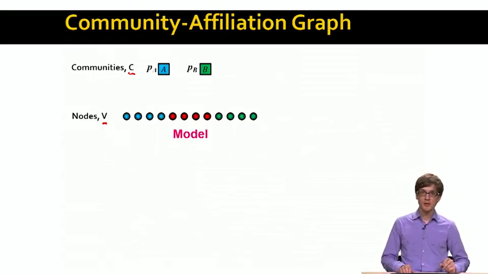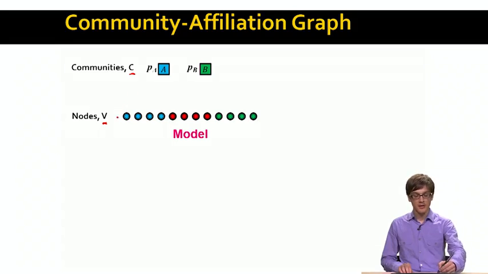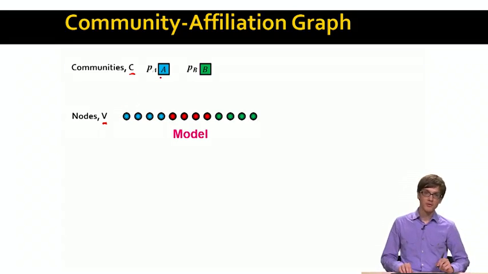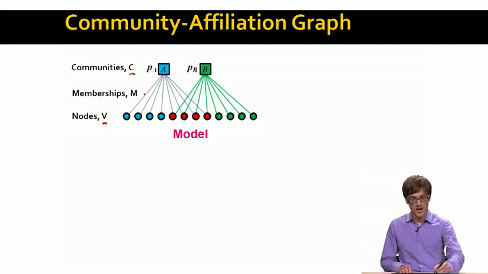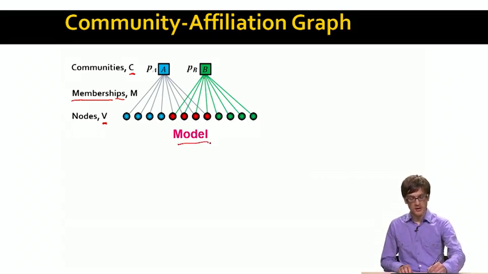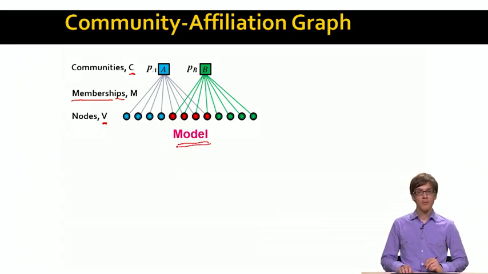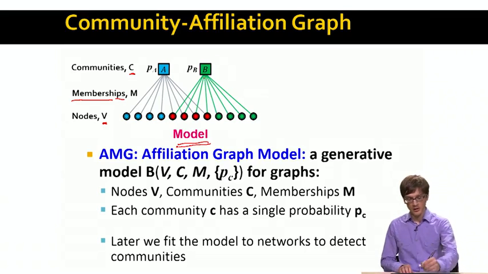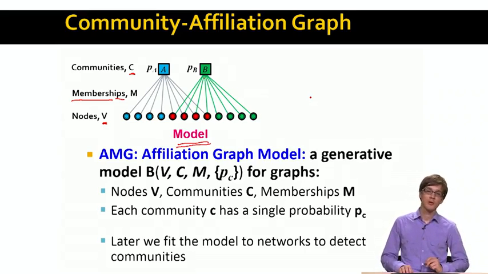Then I will say that every node can be a member of any of the communities. So in some sense, I will have these edges here that are basically community memberships. What this tells me is that the blue node is a member of community A, the green nodes are members of community B, and the 4 red nodes belong both to community A and to community C. So this is now my specification of my model. Given this model, I will want to generate the network.